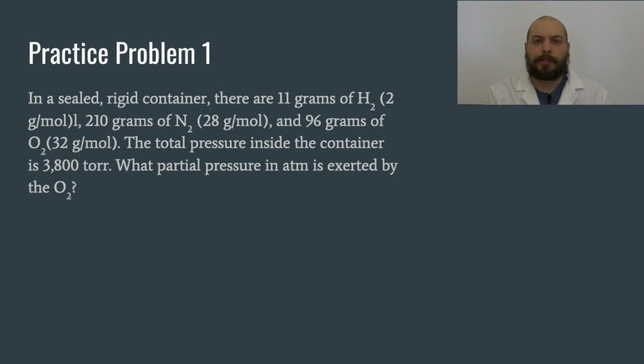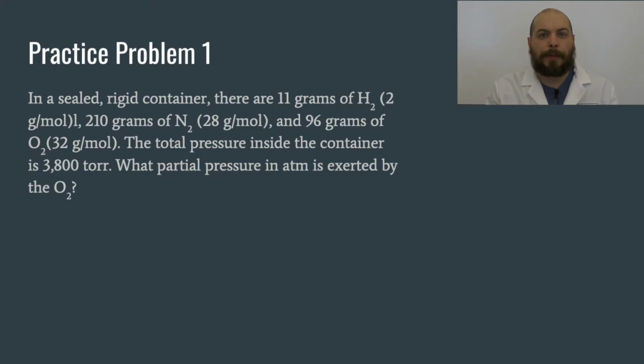Now let's take a look at a slightly different type of practice problem. In this one, we're still going to be given the amount of each gas, but we're going to give it in grams this time. So what I have here is 11 grams of hydrogen, 210 grams of nitrogen, and 96 grams of oxygen. Each of these is going to be in the same container, and therefore, each of them is going to exert their own independent partial pressure.